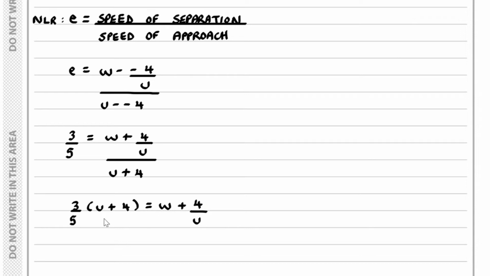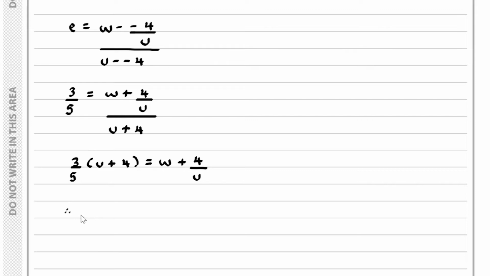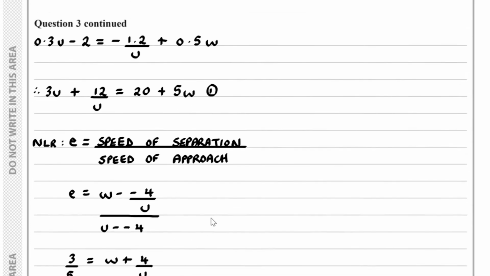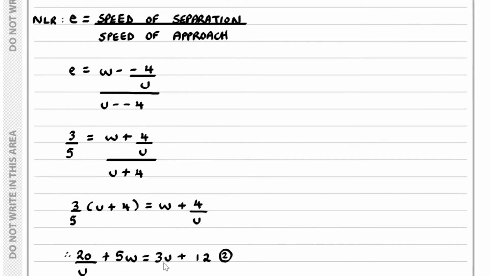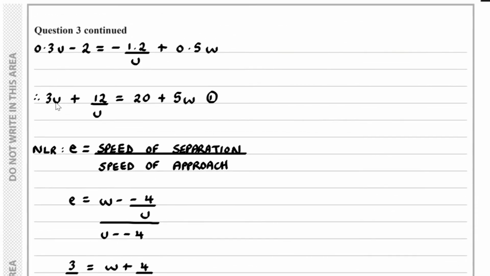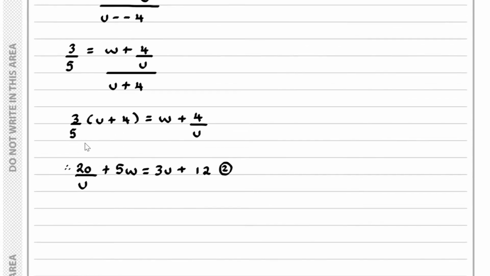And now, simplifying all of this, multiplying through by 5, we have 20 over u plus 5w equals 3u plus 12. Let's call this equation 2. And now I can solve equation 1 and equation 2 simultaneously. Because we have the same number of u's, a 3u here and a 3u here, we can subtract the equations. Let's do equation 1 take away equation 2.